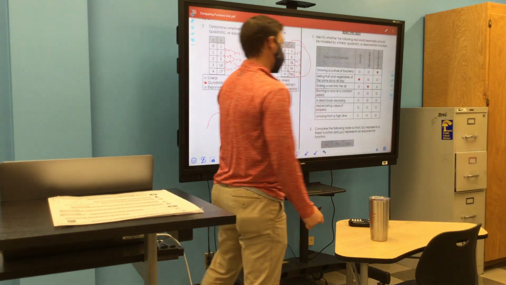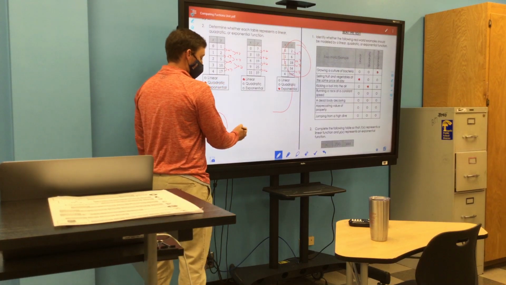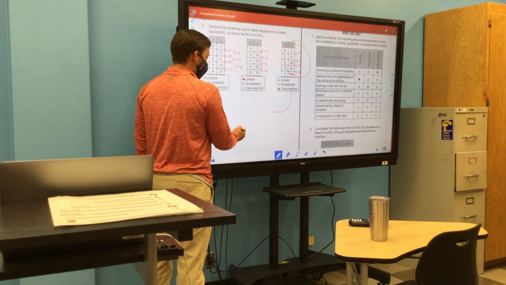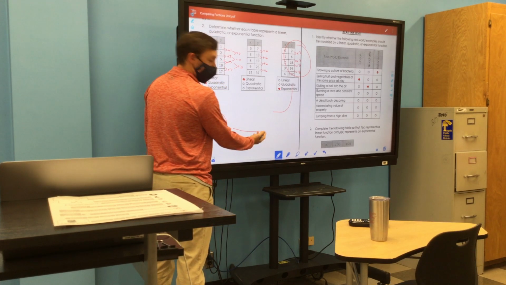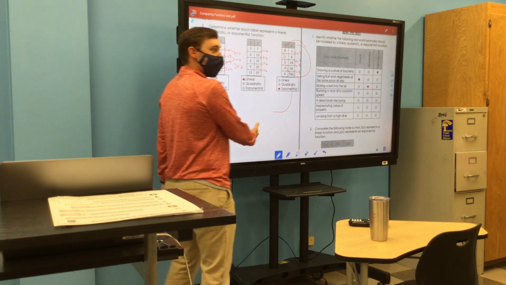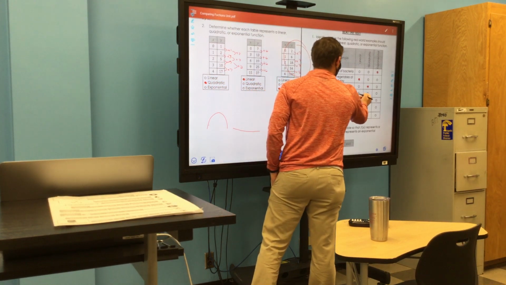Running a race at a constant speed. If I'm closing my eyes and I'm running a race at a constant speed, it's not going up or going down. Linear. Well, actually mine went down because I had my eyes closed, right? But what is this? This is linear.